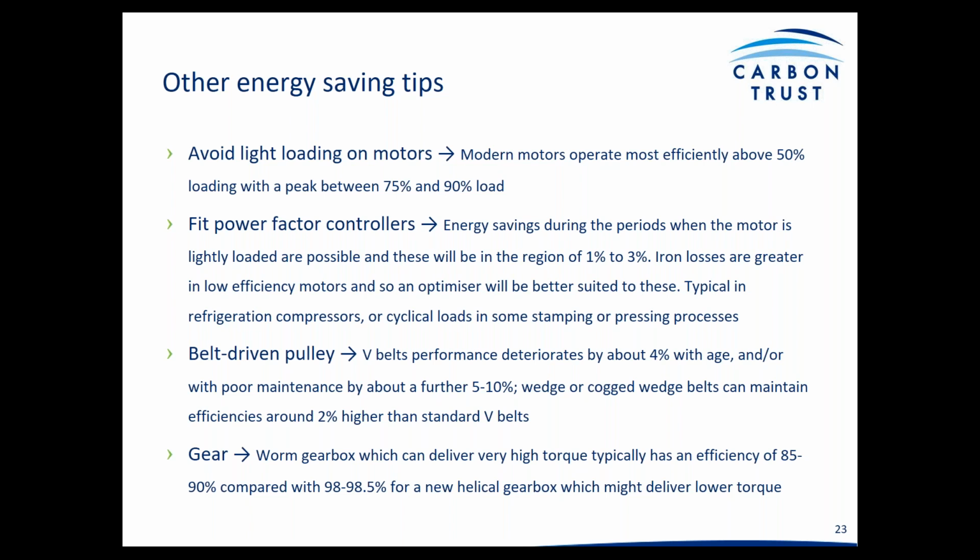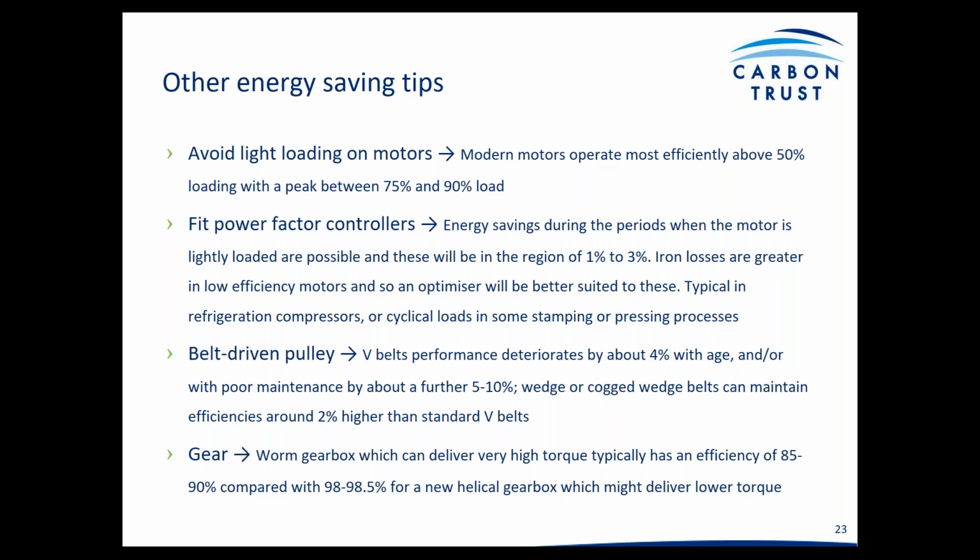Another area that can be assessed is the belt-driven pulley. Usually V-belt performance deteriorates by around 4% with age, and poor maintenance can add up to 5 to 10% deterioration of performance. Wedge and cogged wedge belts can maintain efficiency around 2, even 3% higher than standard V-belts.